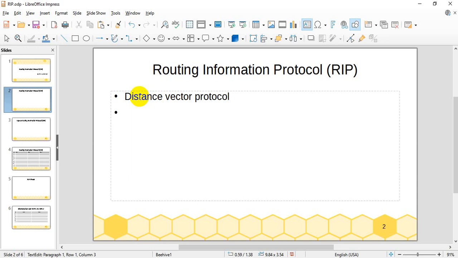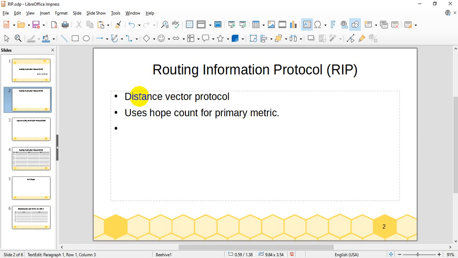The Routing Information Protocol is a distance vector protocol, and it uses hop count as its primary metric.